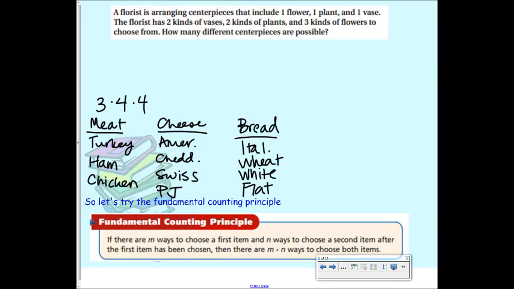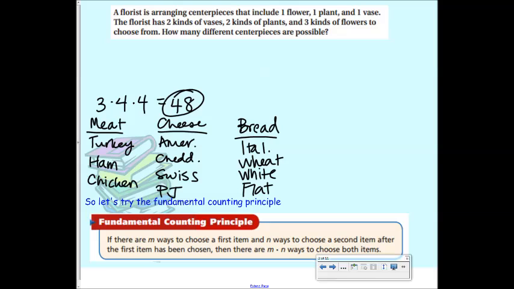So 3 times 4 is 12. 12 times 4 is 48. So how many possible sandwich combinations could I come up with? 48. Is that the answer if I say what's the sample space? No.